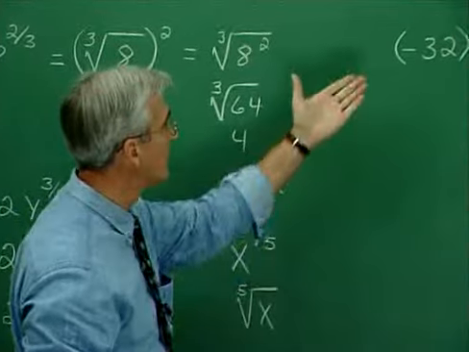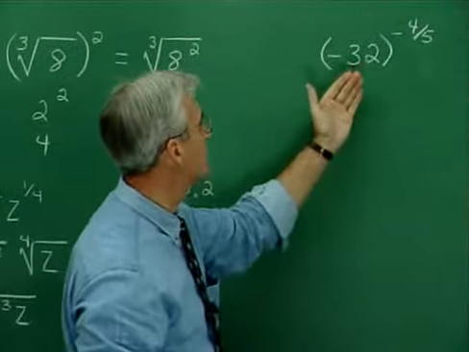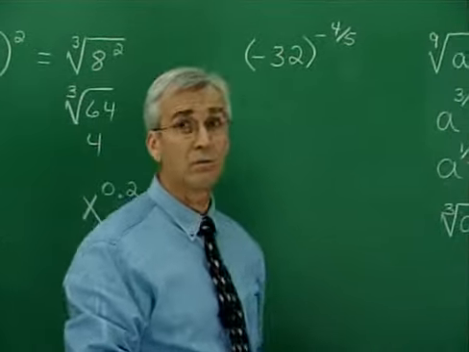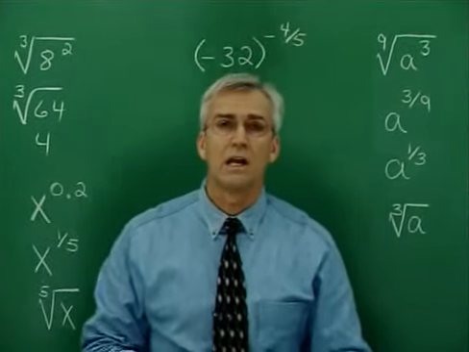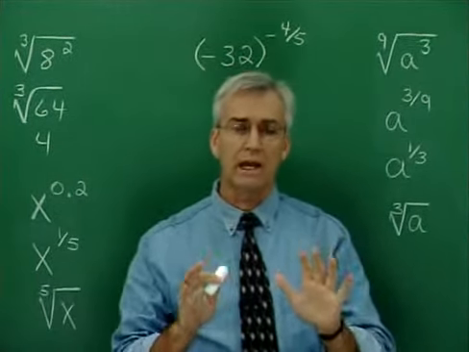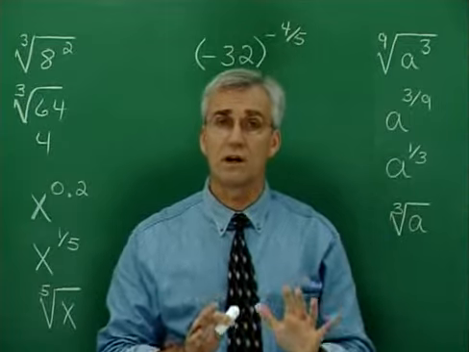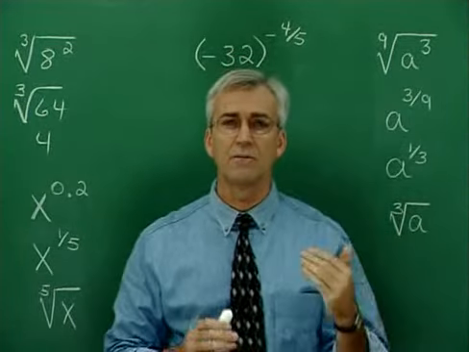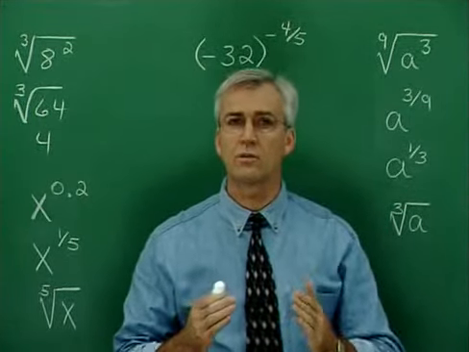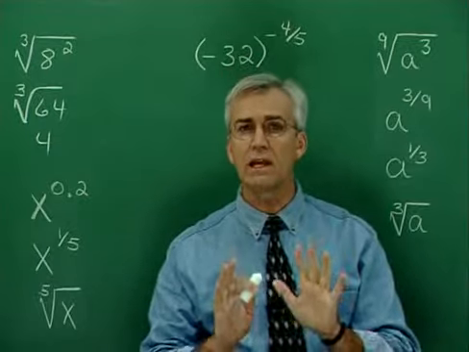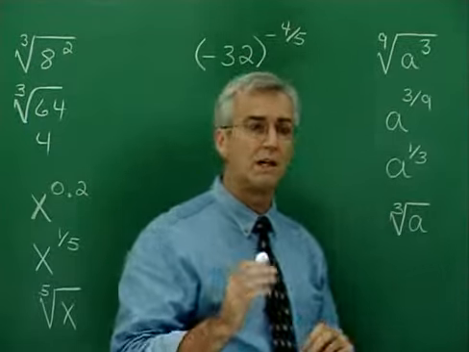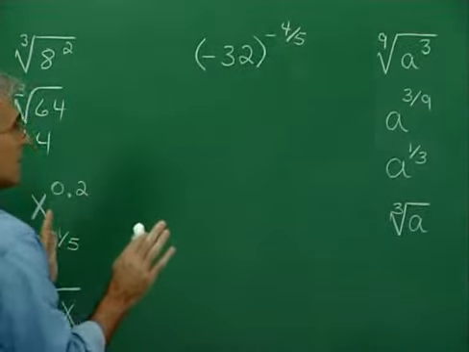Here we have negative 32 to the negative 4/5 power. We have a lot of things going on here. And it's important when you're looking at a problem that seems to have a good bit of complication, as I think this one does, that you just pick off one situation at a time. Just do one thing at a time that you're sure of. Now, we can choose to do quite a number of things here.